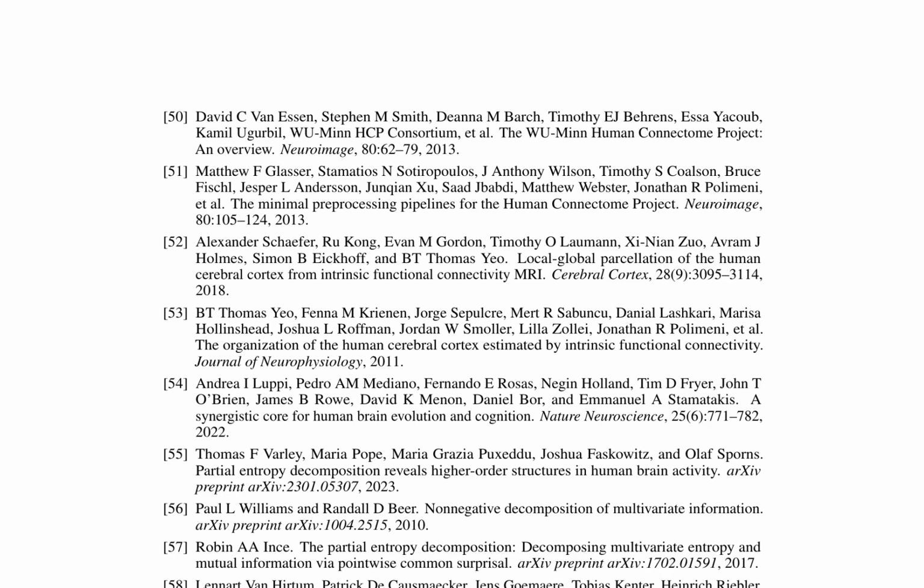This approach enables the estimation of the organization of the human cerebral cortex. Research has also focused on understanding the brain's structure and function through the lens of synergistic cores, which are thought to have played a crucial role in human brain evolution and cognition.